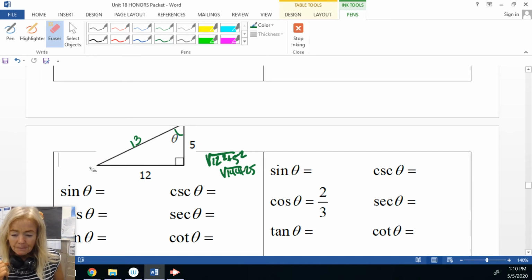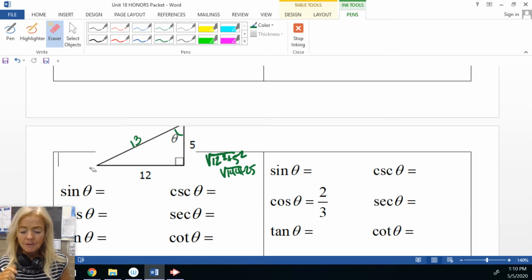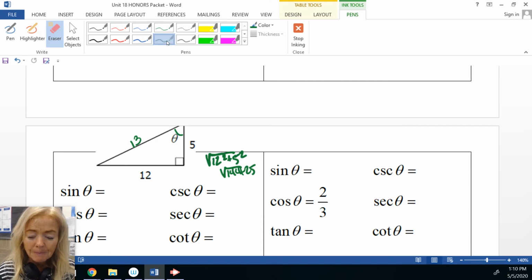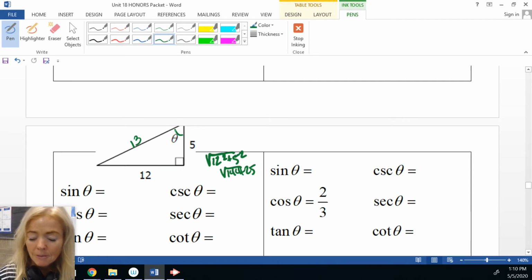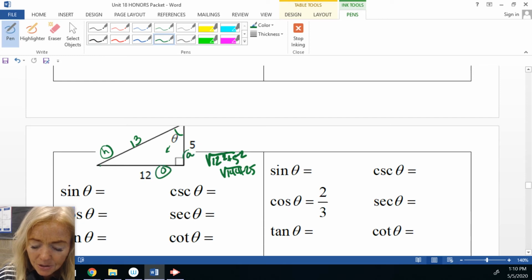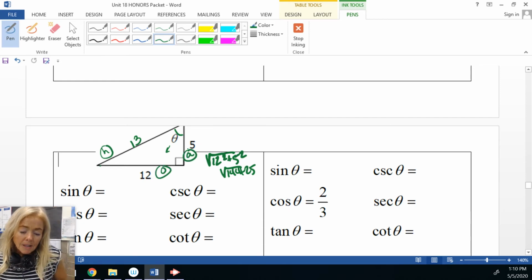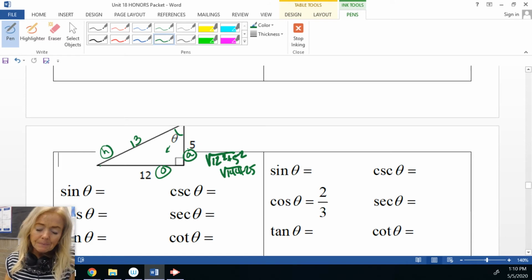All right, so from that angle, we want to find the sine, cosine, and tangent, and cosecant, secant, and cotangent, which shouldn't be too difficult. Sine is opposite over hypotenuse, so before I do anything else, I would mark the hypotenuse, give it an H. Opposite is the leg opposite the angle, and adjacent is the leg adjacent the angle, which is 5. And then you can remember SOHCAHTOA.